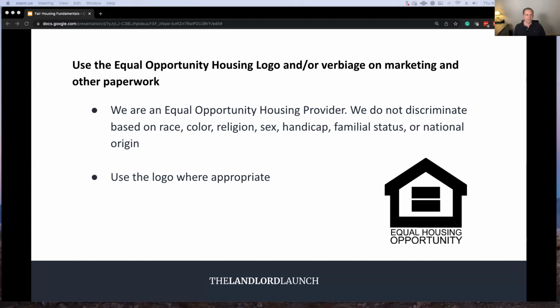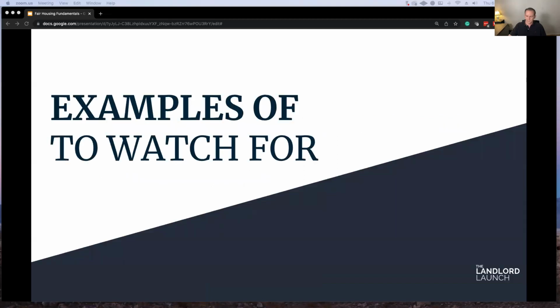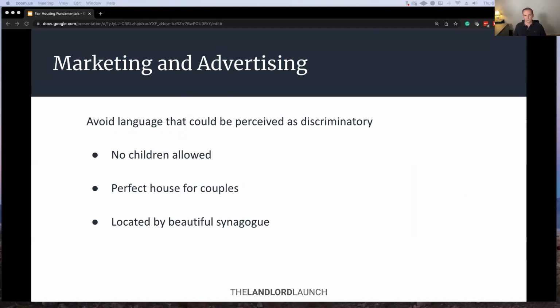There's a logo in the resource section here for you if you want to download it, slap it on your screening criteria, your application, things along those lines. It basically states, especially the poster, we're an equal opportunity housing provider. We don't discriminate based on race, color, religion, sex, handicap, familial status, or national origin. Just some of the recommendations that come from HUD. Okay, some very specific examples of what to watch for to avoid fair housing issues, discrimination, things along those lines.